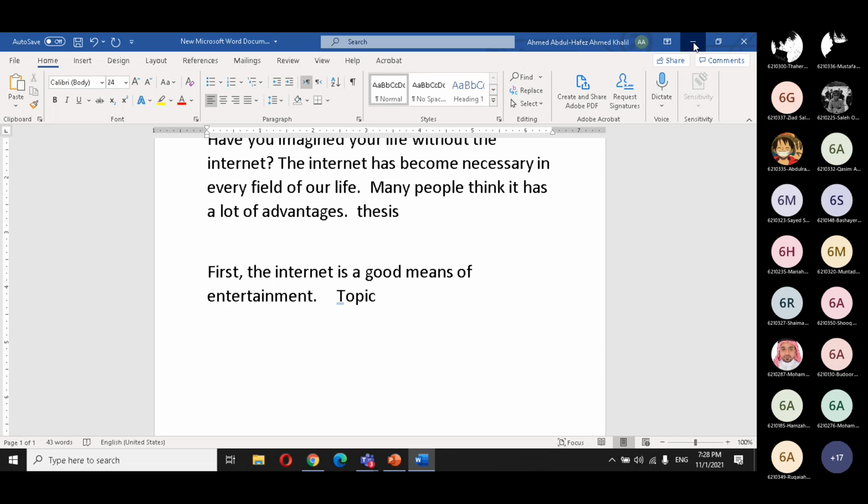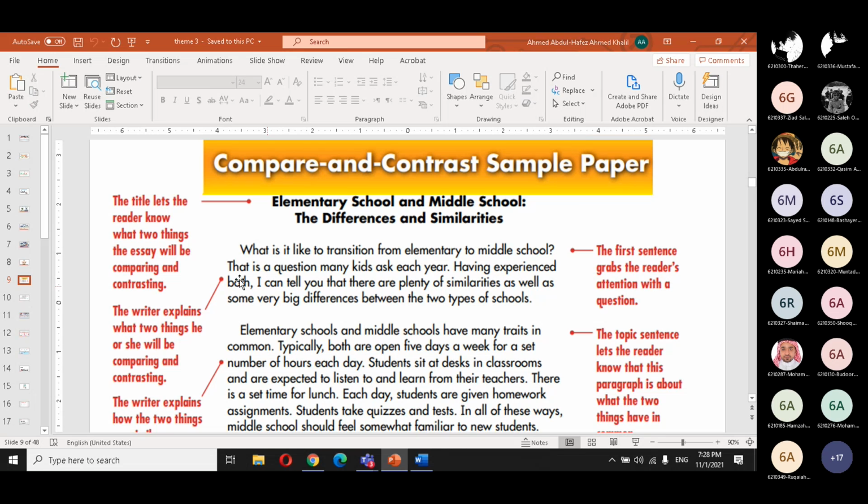Okay, let's go back to our topic. This is an example of compare and contrast. Of course, this is a very long one. You are not going to write all this. You are going to write only 150 words. So look at the introduction. Look at the note here. It says, the first sentence grabs the reader's attention with a question.